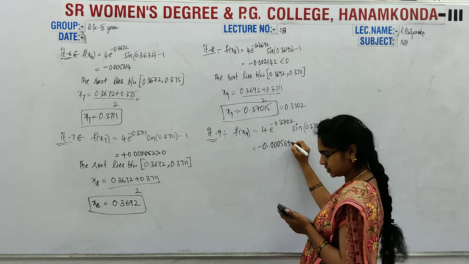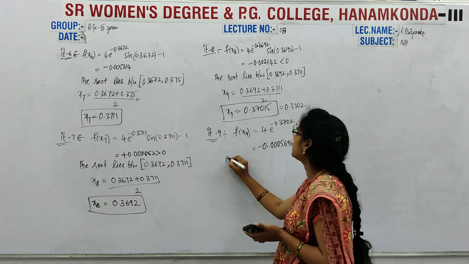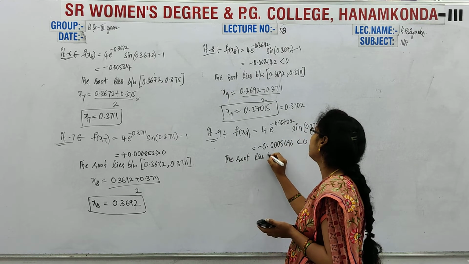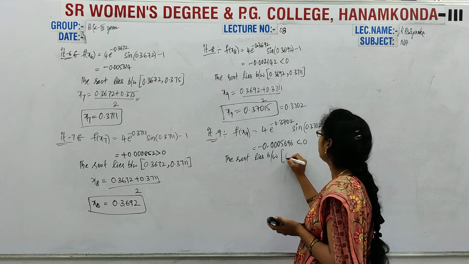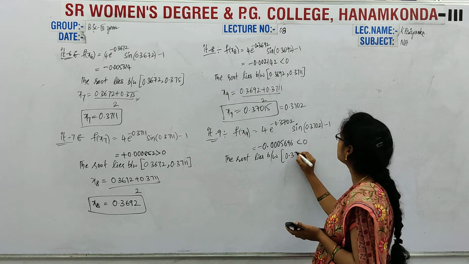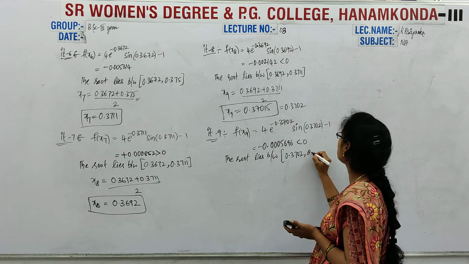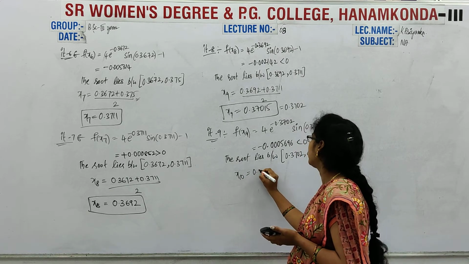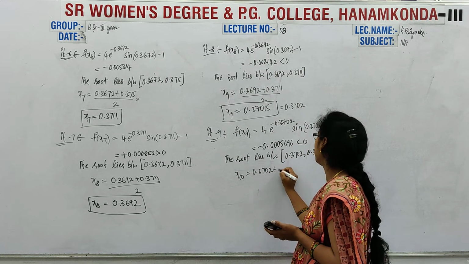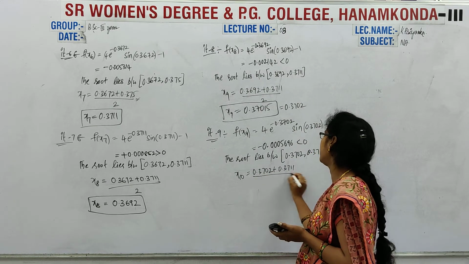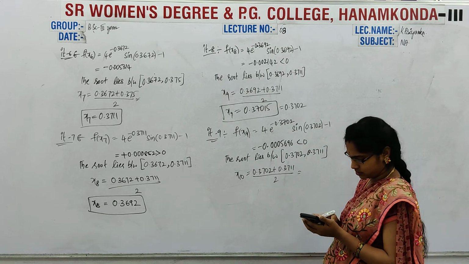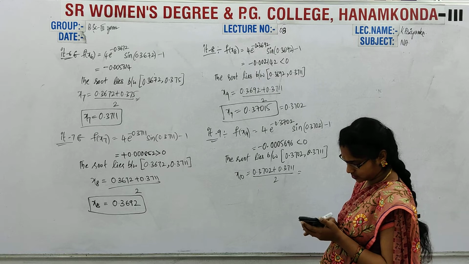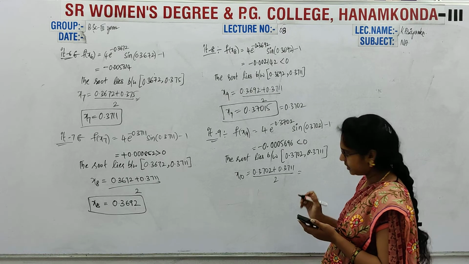So again we have that it is a negative. So negative means which one we have to ignore? The first value. That means 0.3702, 0.3711. Now x10 equals 0.3702 plus 0.3711 divided by 2.